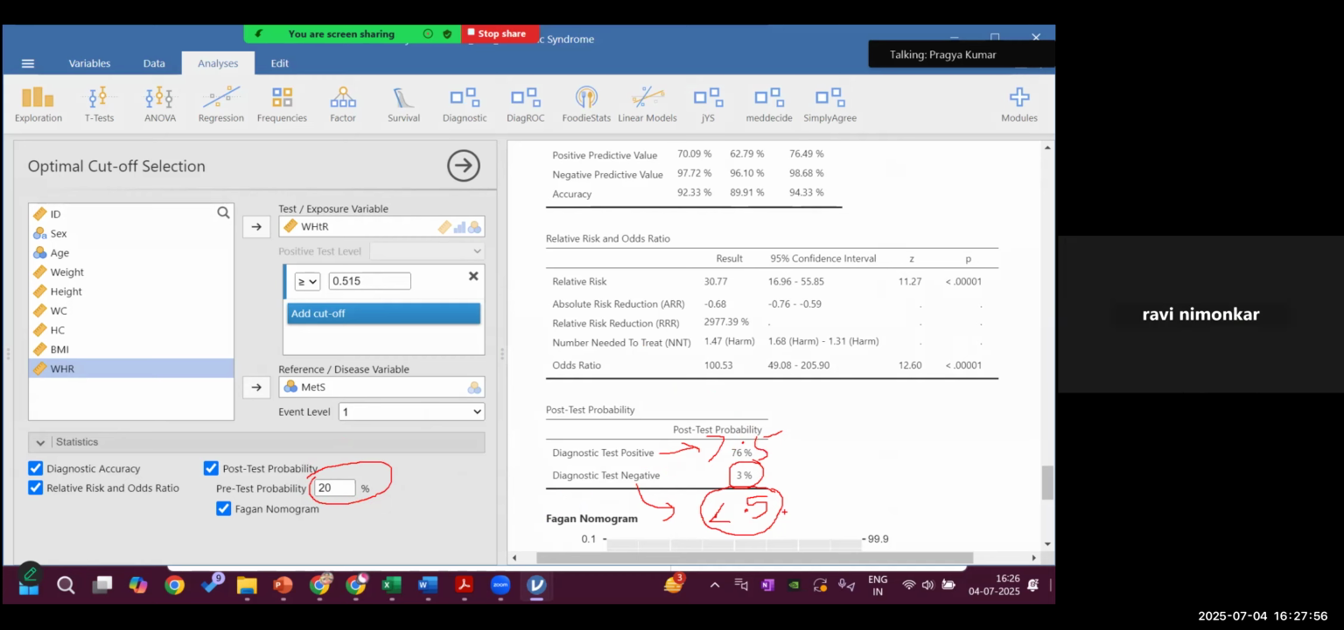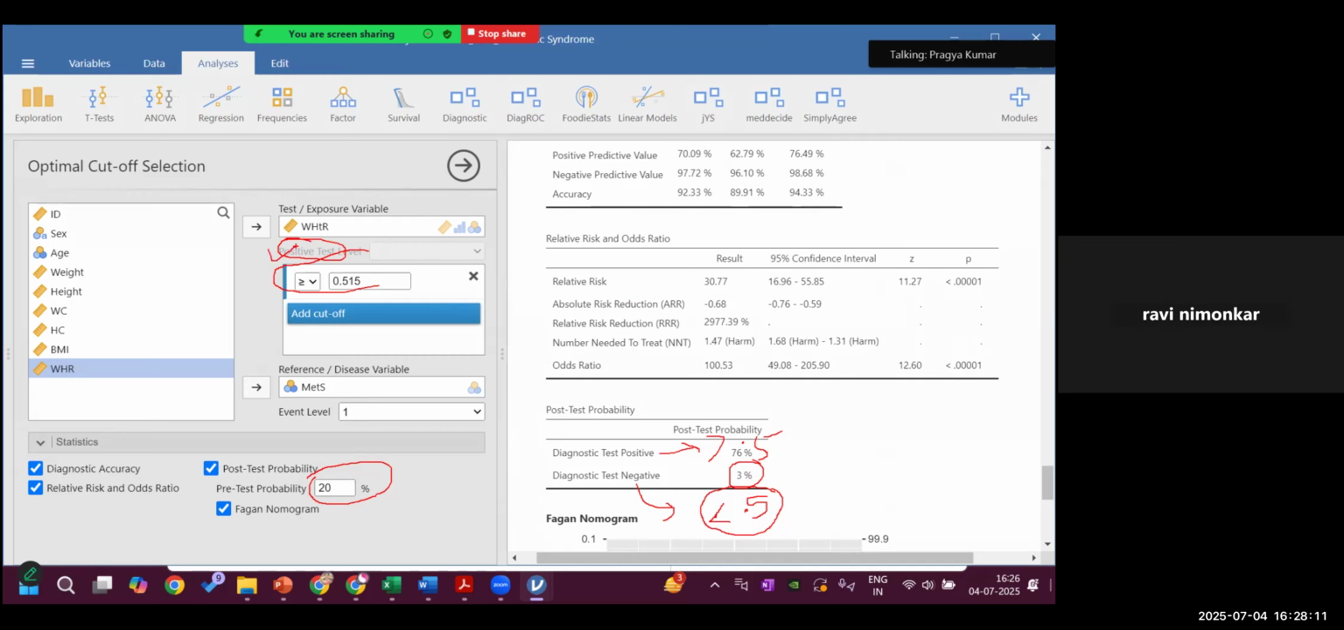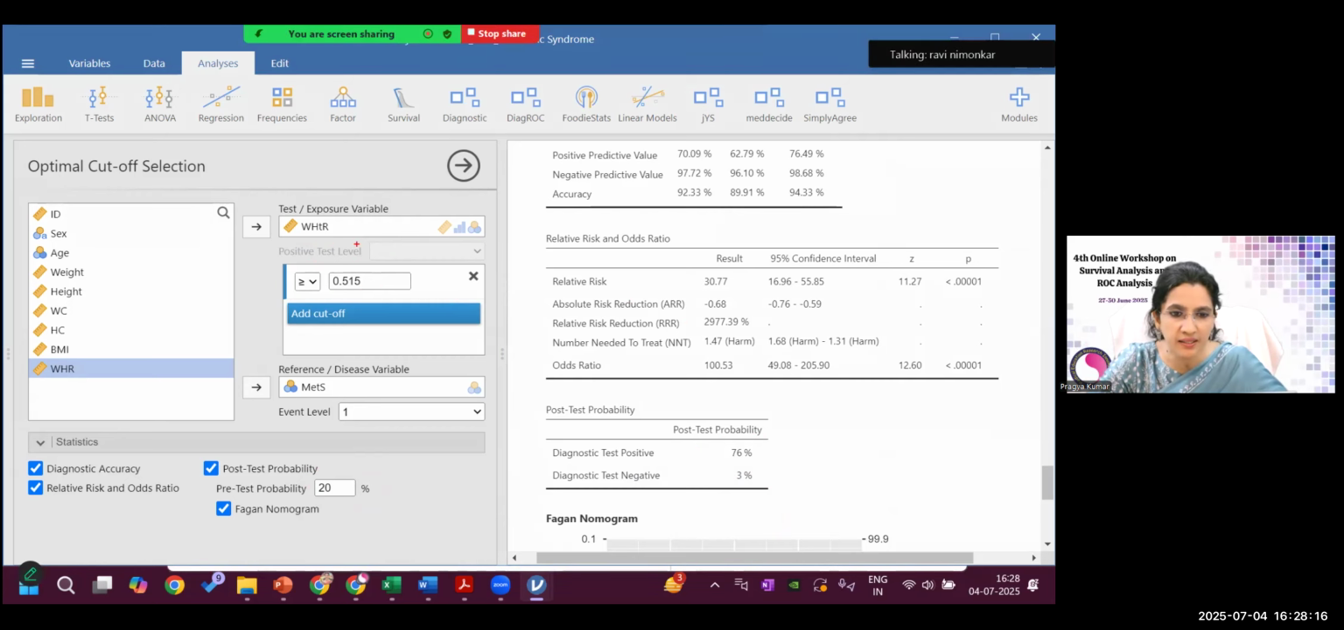So the cutoff here, ma'am, you have taken as more than or equal to 0.515. So this is for positive, na? This is for positive. See here it is written, positive test result. Here, if you see the icon, let me show you again. So this is the positive test level. That means in any cutoff, there can be a cutoff where the lesser value is positive. Suppose there is creatinine and you are labeling something. There the less than or equal to will be your positive outcome. That's why you have to express it, and that's why these signs are here.